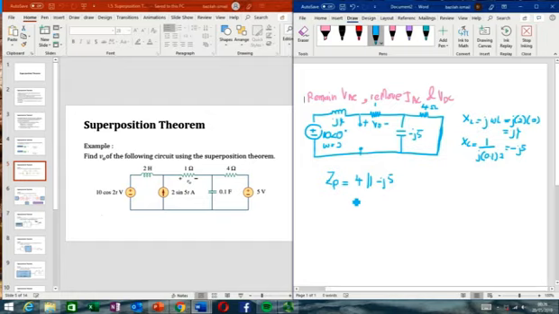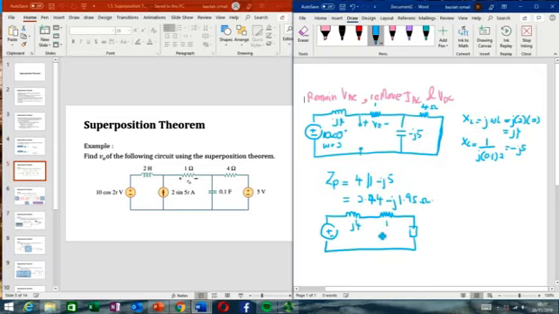So the answer is 2.44 minus j1.95. And now the circuit will look like this. So this is j4, and then this is 1, and V naught here, and this is ZP, and the voltage is 10. So we can calculate V naught by using VDR.